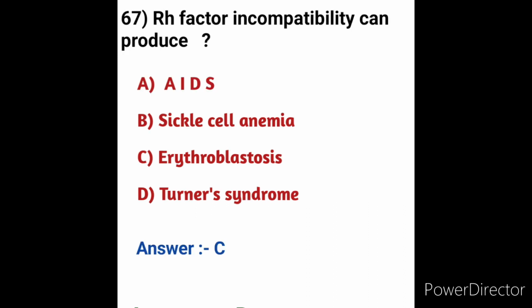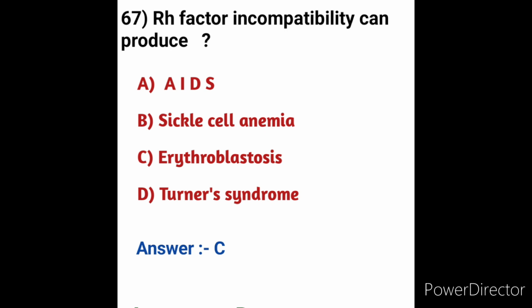Rh factor incompatibility can produce which of the following? We will see the options. Option A, AIDS. Option B, sickle cell anemia. Option C, erythroblastosis. Option D, Turner syndrome. Turner syndrome is a chromosomal abnormality, and AIDS is a sexually transmitted disease. Here either option B or option C is related to Rh factor, meaning a blood disorder, sickle cell anemia or erythroblastosis.